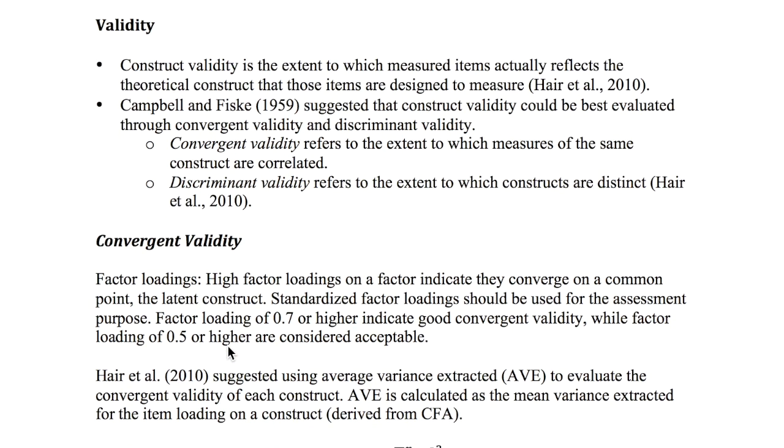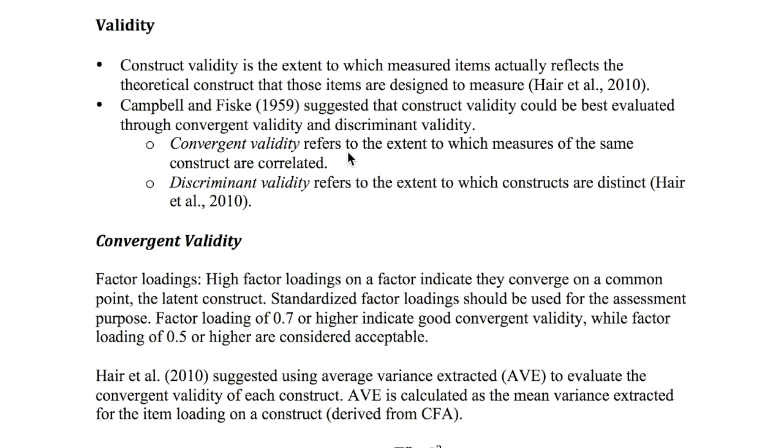The next step is to evaluate the construct validity. Construct validity is the extent to which measured items actually reflect the theoretical construct that those items are designed to measure. Campbell and Fiske suggest that construct validity could be best evaluated through convergent validity and discriminant validity. These are two popular validity assessments that have been used in most research studies.